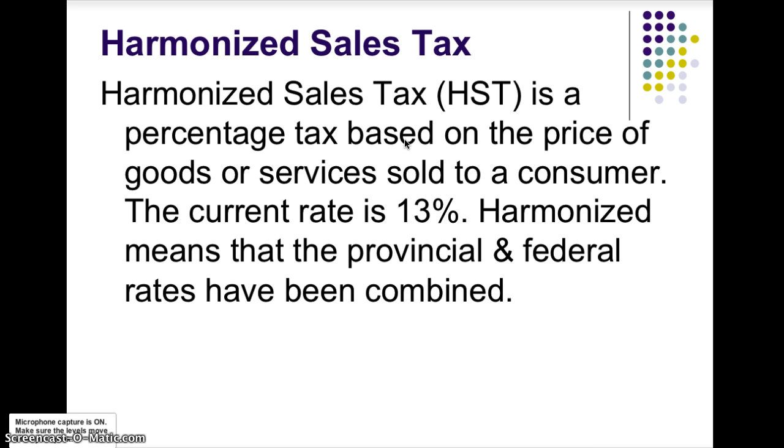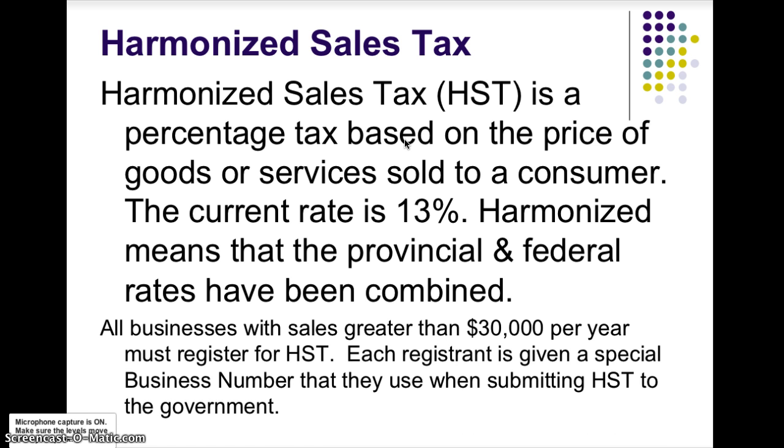HST is a percentage tax based on the price of goods or services sold to a customer. The current rate is 13%. Harmonized means that the provincial and federal government rates have combined. All businesses with sales greater than $30,000 per year must register for HST. Each registrant is given a specific business number that they can use when submitting HST to the government.